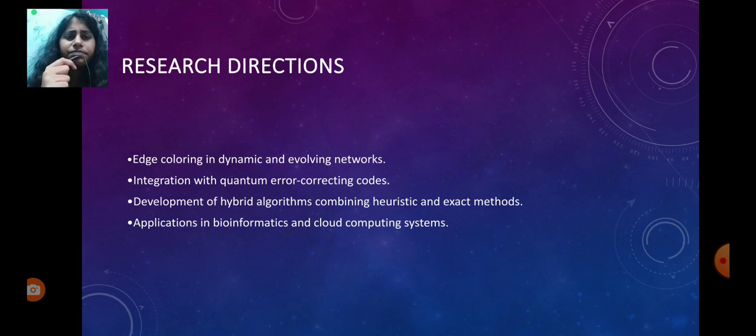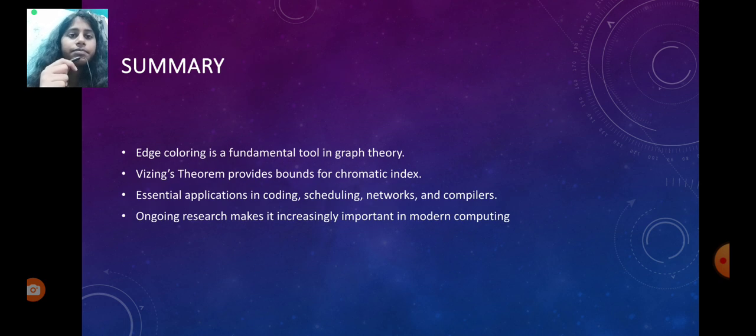Research directions. Here are some research directions: edge coloring in dynamic and evolving networks, integration with quantum error correcting codes, development of hybrid algorithms combining heuristic and exact methods, and applications in bioinformatics and cloud computing systems.